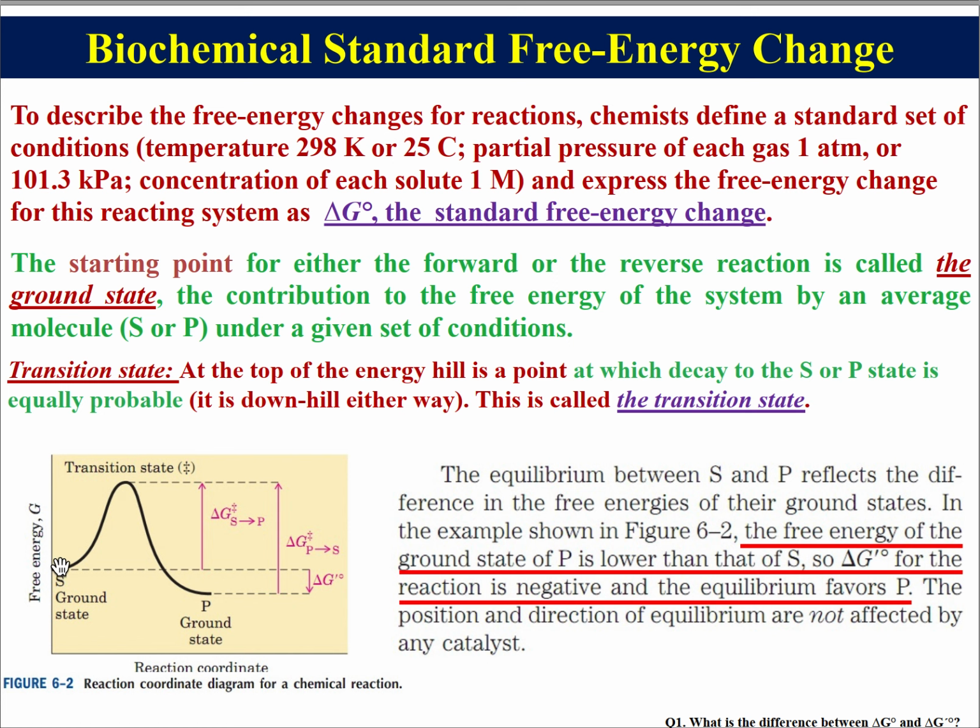So the equilibrium between S and P, substrate and product, reflects the differences in the free energies of their ground states. In the example shown in the figure here, the free energy of the ground state of the product is lower than that of the substrate. So delta G for the reaction is negative. The equilibrium favors substrate to product.